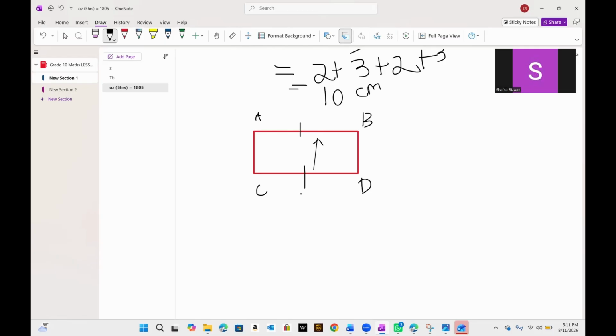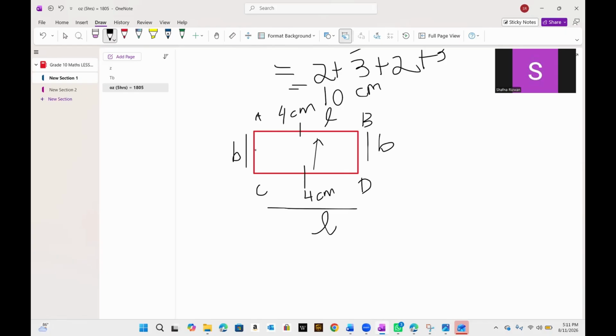For example, if I say here it is 4 centimeter, then what will happen to this AB? AB will also become 4 centimeter. That's because in a rectangle, the opposite sides are equal to each other. And then again here, what is this long side known as? This long side is known as a length. This is also a length. But what is this short side known as? This short side is known as a breadth.